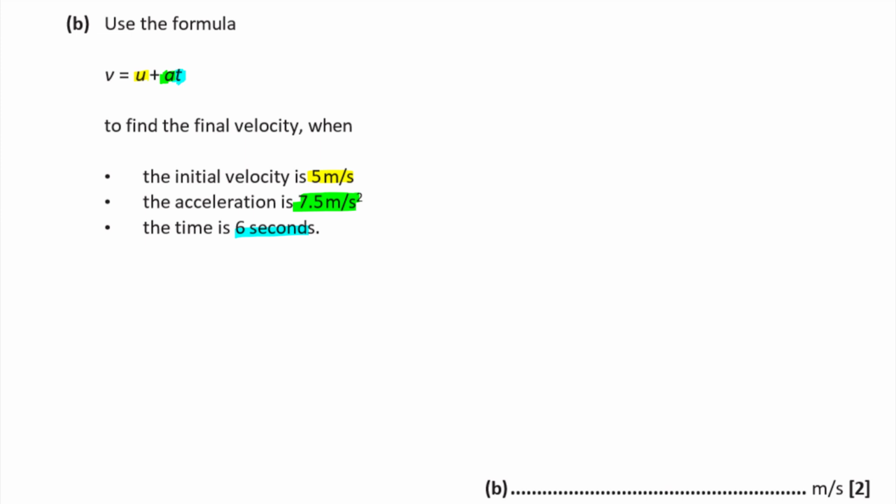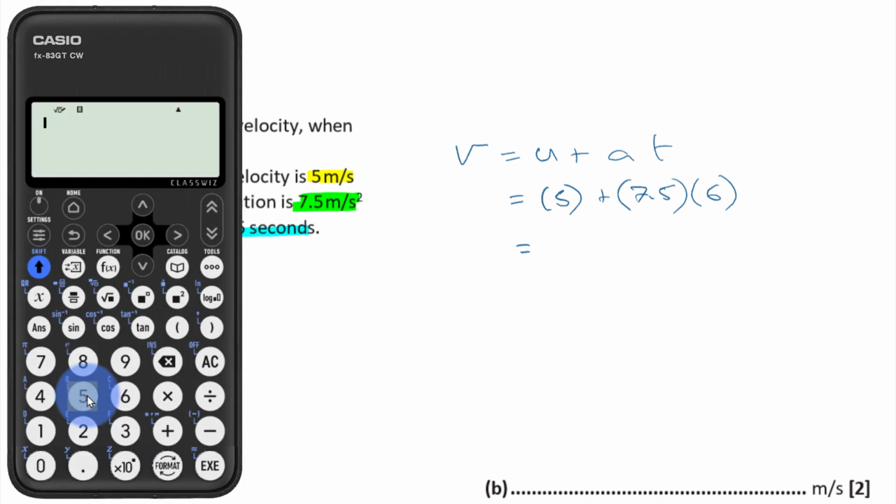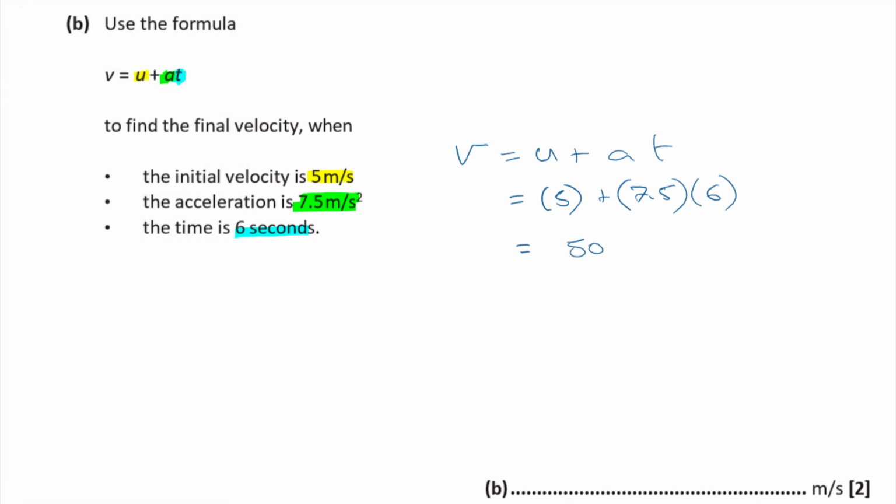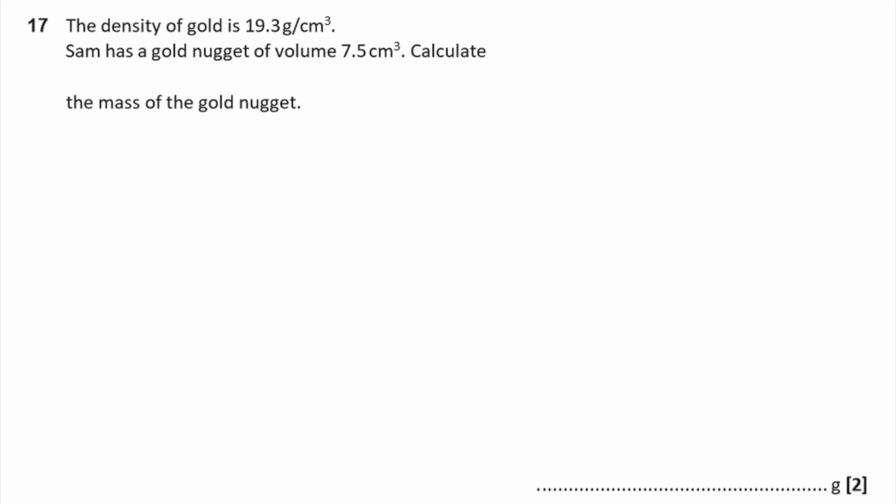Okay, so v equals u plus at is 5 plus 7.5 times 6. Okay, so just need to type that into the calculator. 5 plus 7.5 times 6, that comes to 50. Okay, so that's equal to 50. Now what units? Well, it's going to be in meters per second, isn't it? Because we've got meters, seconds, meters per second. So it's going to be meters per second, like that. So 50.